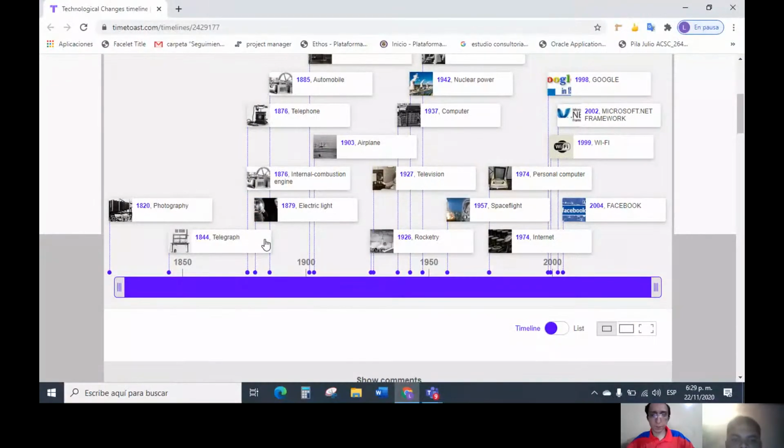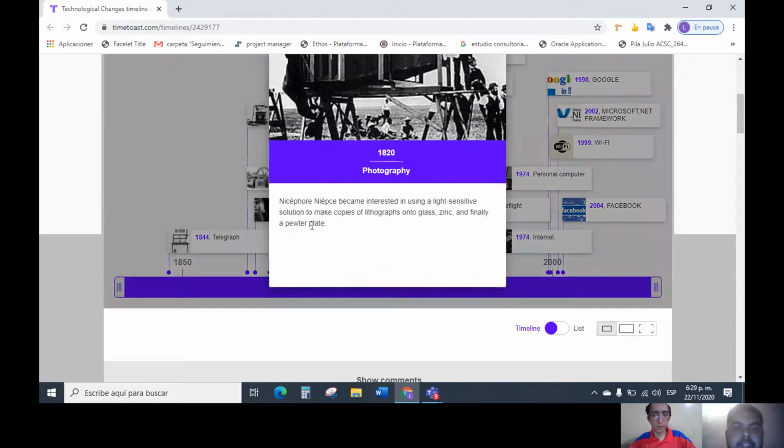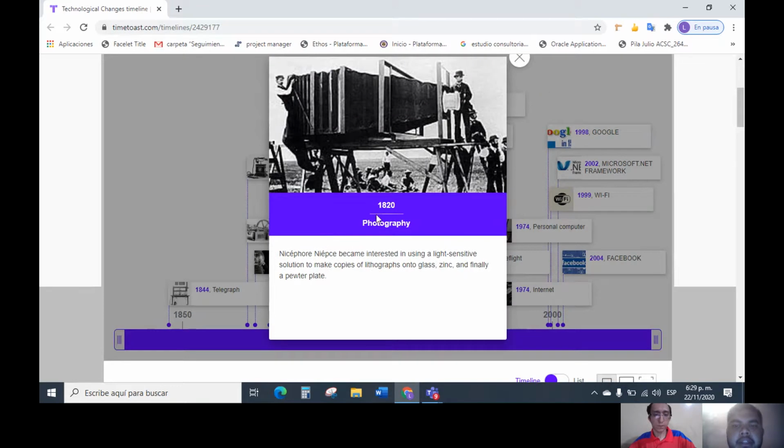We are going to take a timeline with technological advances. In 1820, Nicéphore Niépce invented photography. Niépce became interested in using a light-sensitive solution to make copies of lithographs onto glass, zinc, and finally a pewter plate.